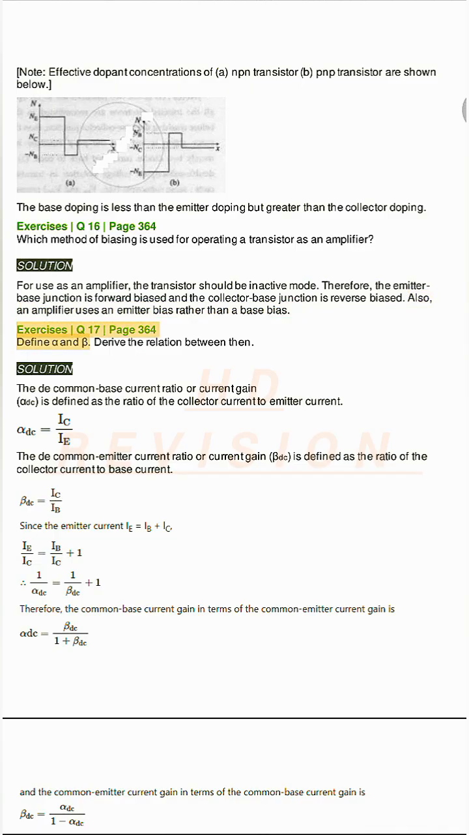Exercises Q17, page 364. Define alpha and beta. Derive the relation between them. Solution: the common base current ratio or current gain, alpha DC, is defined as the ratio of the collector current to emitter current. The common emitter current ratio or current gain, beta DC, is defined as the ratio of the collector current to base current.